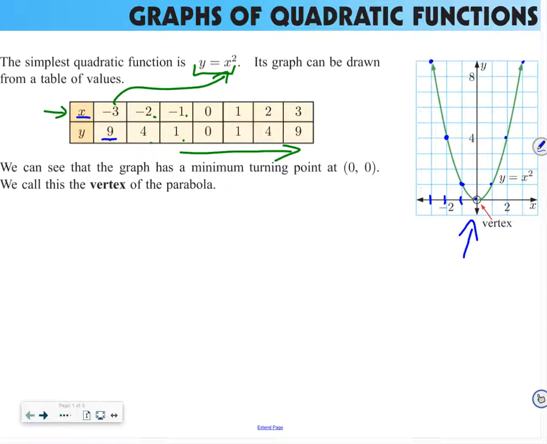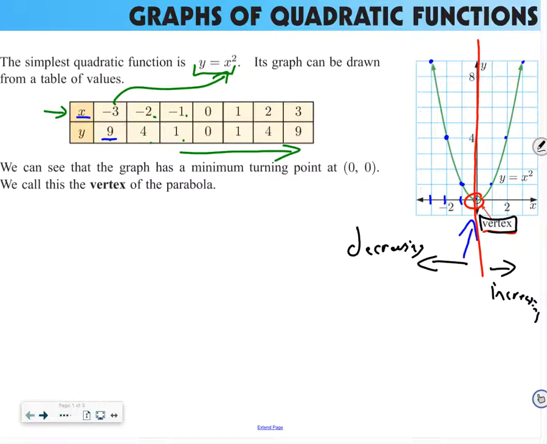Notice the symmetry involved here with the parabola. What's really nice about the symmetry is we always have points that are the same distance away from our line of symmetry here. Notice our vertex is always the turning point. So from this vertex on the left side, it was decreasing. On the right side, it was increasing. So that point we call the vertex.